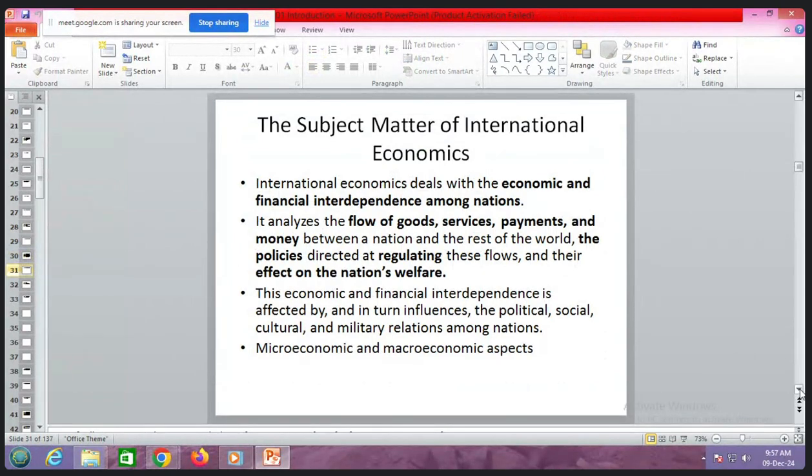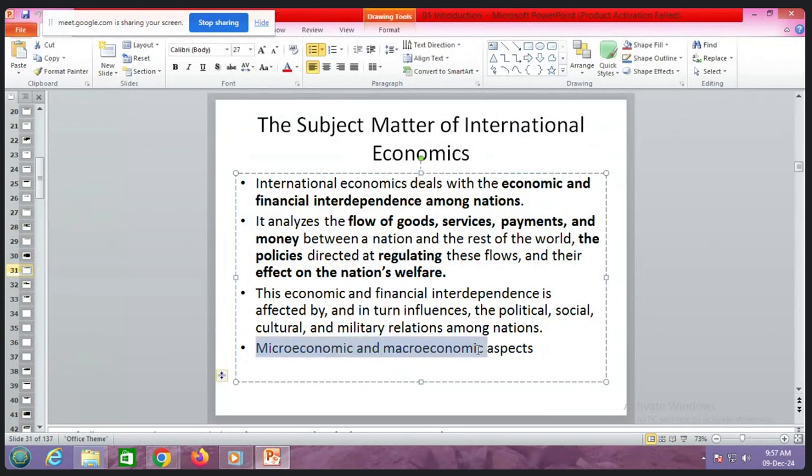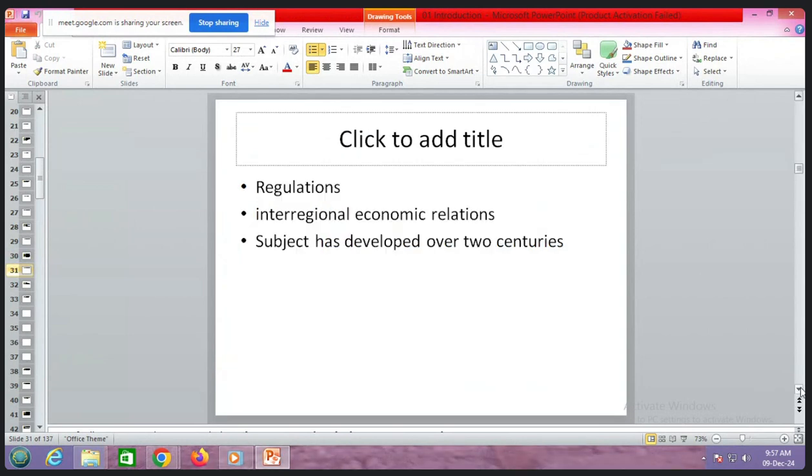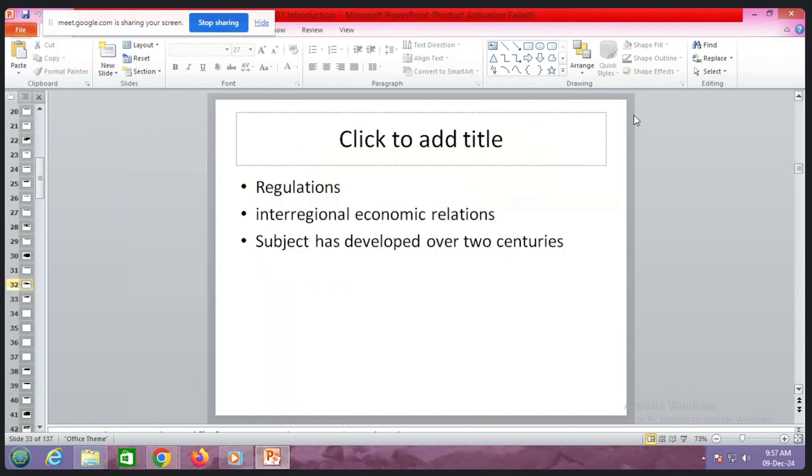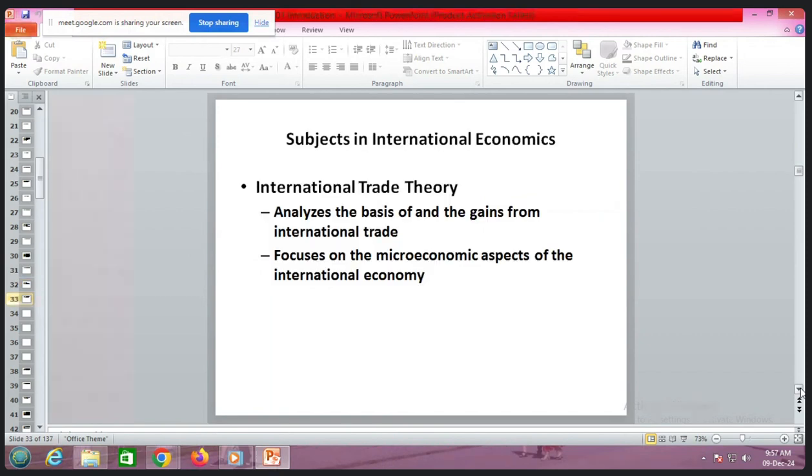So I have already written here, microeconomics and macroeconomics aspects, a lot of it is used to determine. So I have already explained this to you, so I'm just going through the slides very quickly. So the subject matter, as I've already discussed in the previous class, is a subject that has developed over 2 centuries. So I have already explained this to you, basis and gains from international trade.